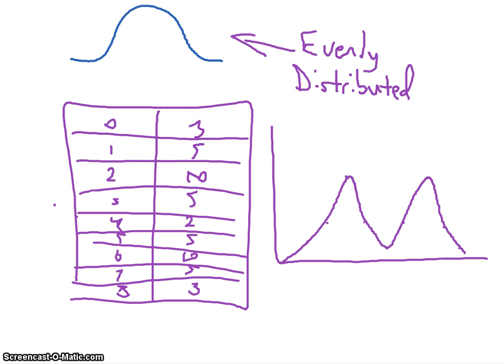Correct. So, how many 3s are there? 2. How many 5s are there? 4. Thank you. How many 10s are there? How many 2s are there? So what's the mode? What is the most occurring? 5. How many of them are there? 4. Okay. Is there anything else with 4 of them? No. So how many modes are there? 1. Are we bimodal or unimodal? Unimodal. And that is how you do that.